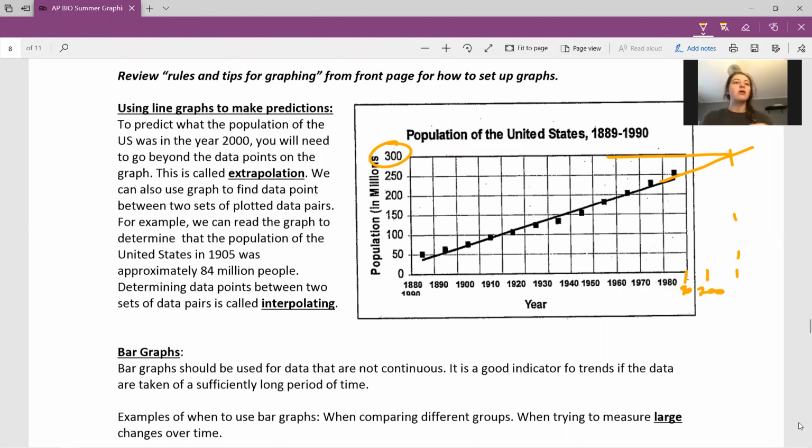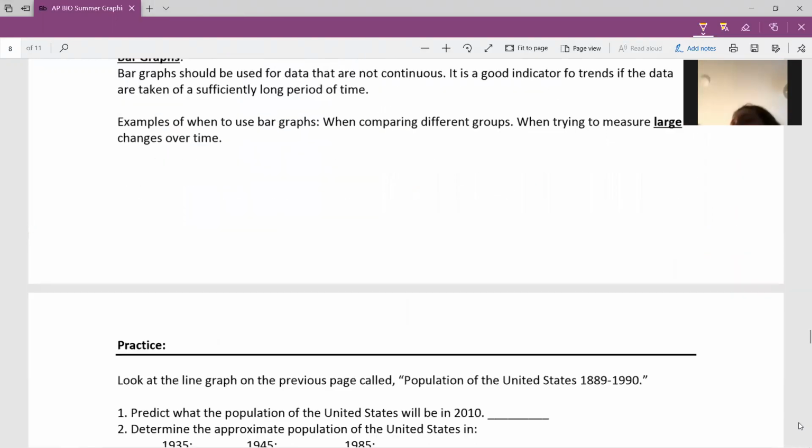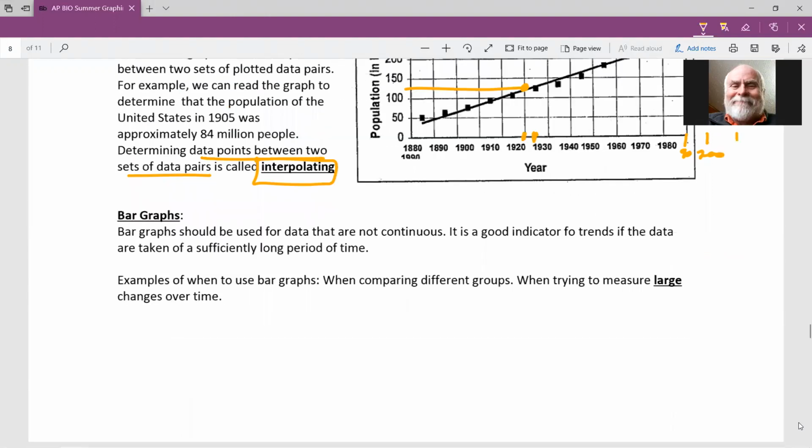Notice that term, extrapolating. And if we're going to go in between, if we're trying to determine data points between two sets of data pairs, then we are interpolating. So if we asked what would it be in 1920, oops, that is probably 1925. If you're going to ask what it would be in 1920, then we would interpolate. We'd go between two sets. Determine the approximate population in 1935. Well, that's what they're going to do now.